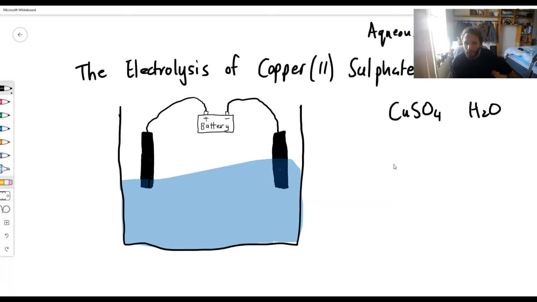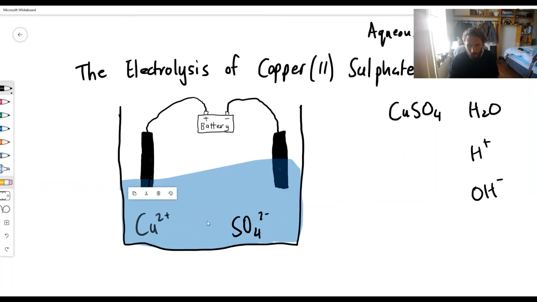Now, when we put these in solution, they ionize. In other words, they turn into ions. So the Cu dissociates and becomes Cu2+, the SO4 becomes SO4 2-. Hydrogen ions are going to be present, and OH- ions are going to be present as well. So these things are sort of chilling in this solution. There are thousands and thousands of these things, but for demonstration purposes, I'm just going to put a few of them in here. So there we've got our ions in solution.